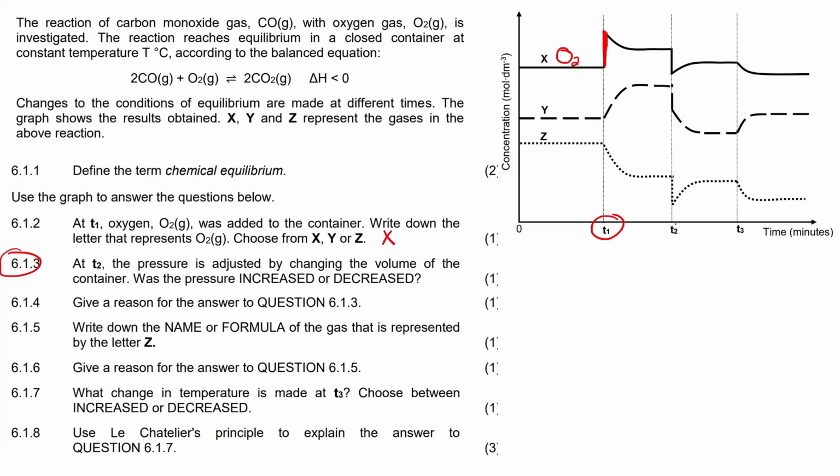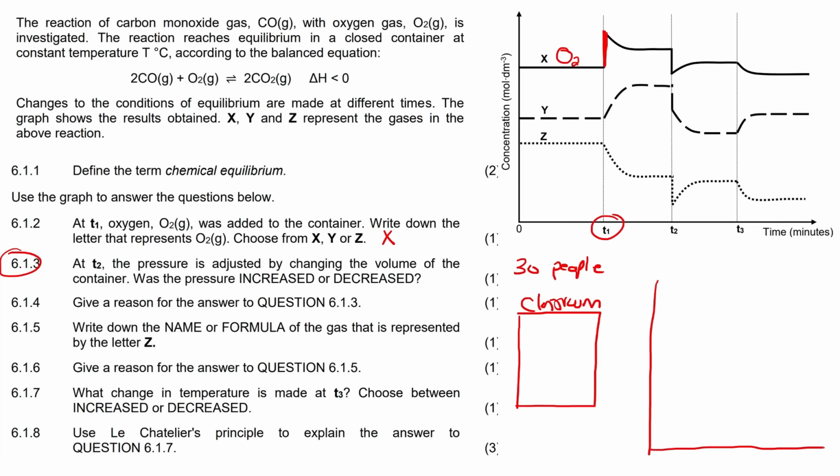At T2, so over here, the pressure is adjusted by changing the volume of the container. Okay, so I want us to quickly imagine a scenario. Let's say you and your class. Let's say there's 30 people in your class, including you. So there's 30 of you in total. And in one situation, they tell you that you are going to write your exam in your normal classroom, okay? And then in another scenario, they tell you that you are going to write your exam in the hall, but there's only 30 people, okay?